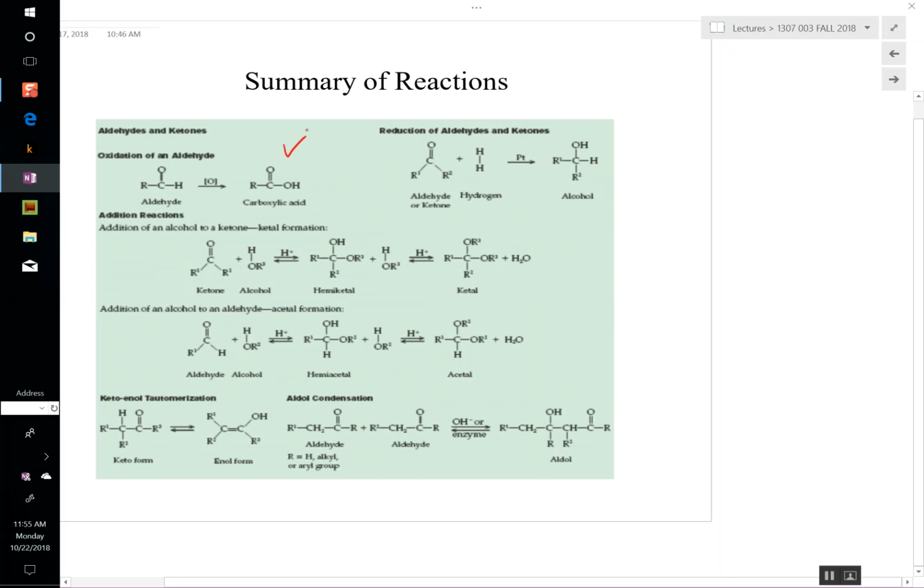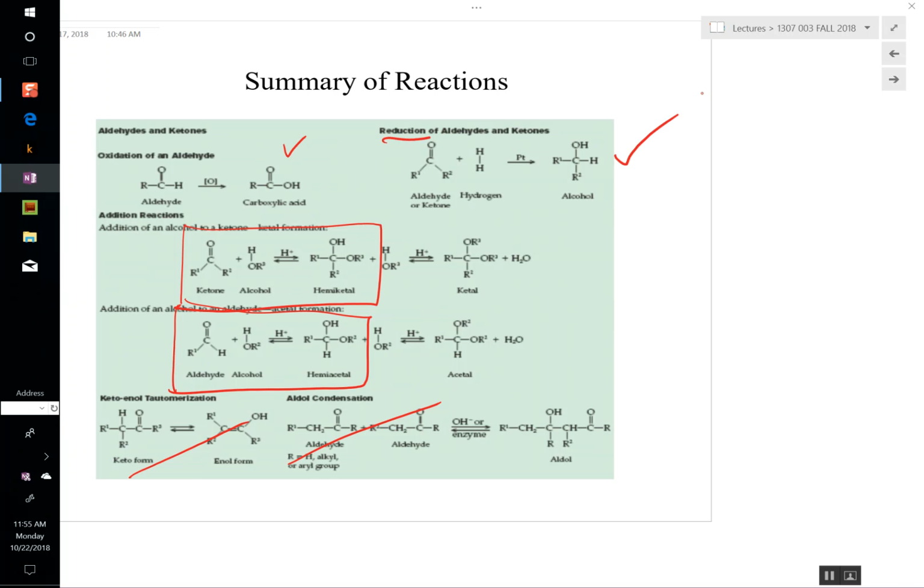Oxidation of an aldehyde to a carboxylic acid. You can form a hemiketal. You can form a hemiacetal. You don't need to worry about these two reactions. The reduction, yes. Reduction of aldehydes and ketones to form either the primary or secondary alcohol. We've gone over this when we ended chapter 13.